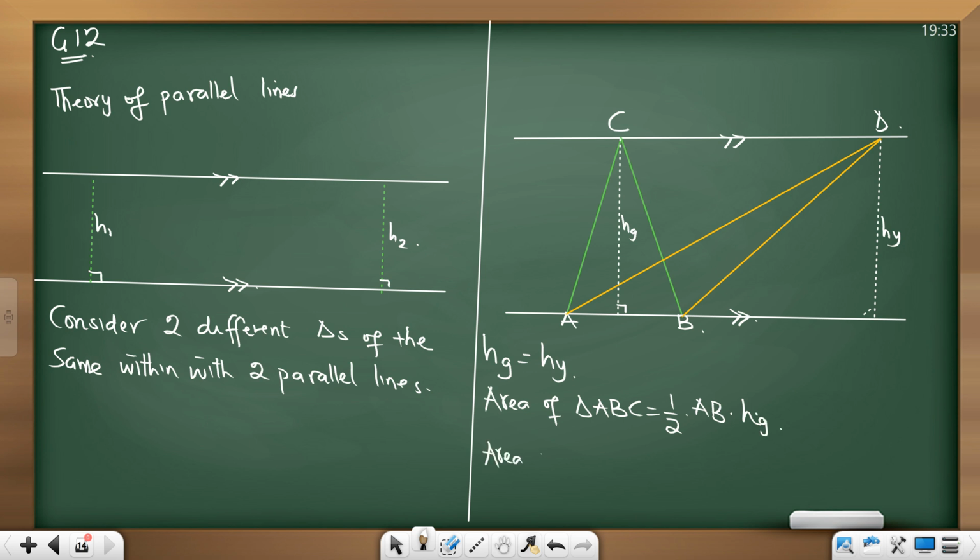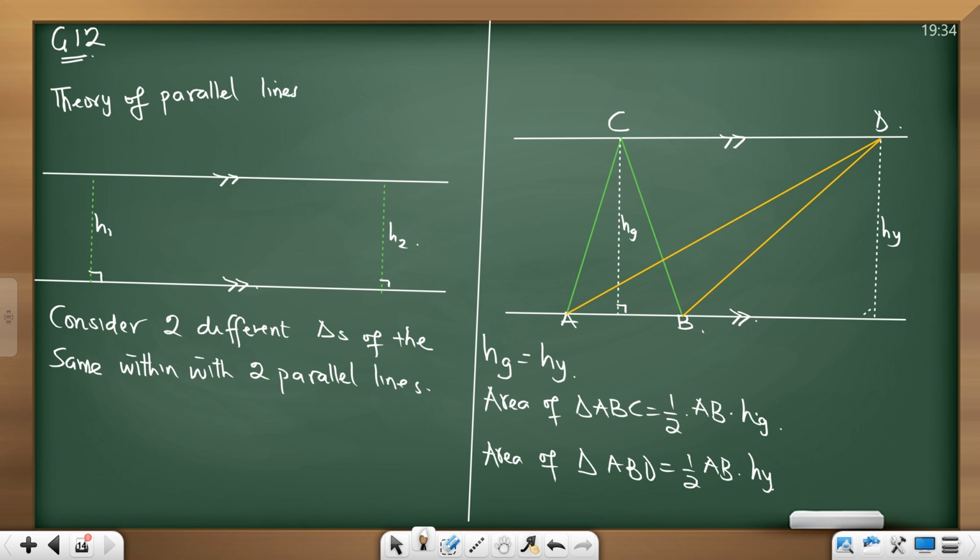What about the area of triangle ABD? Half, what is our base? AB. And what is the height? But we said HG and HY are the same. So what do you notice? The areas are the same. And that is the key to this proof. I don't know if that makes sense. Please let me know if that makes sense. If two lines are parallel, then the distance between them is the same. And that's what serves as our height.